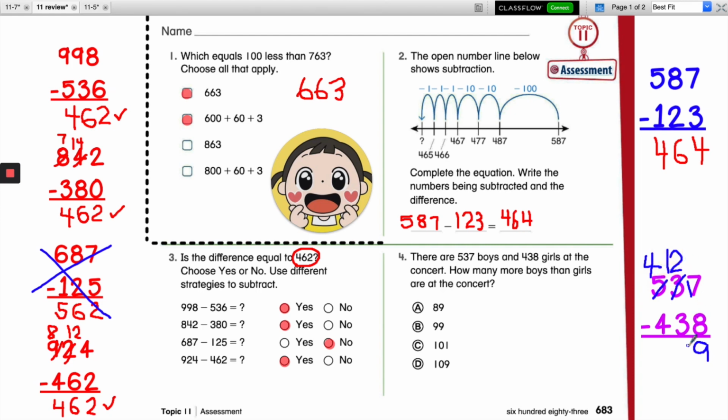12 minus 3 equals 9. 4 minus 4 is 0. So is 99 an option? Yes, it is. It's right here.